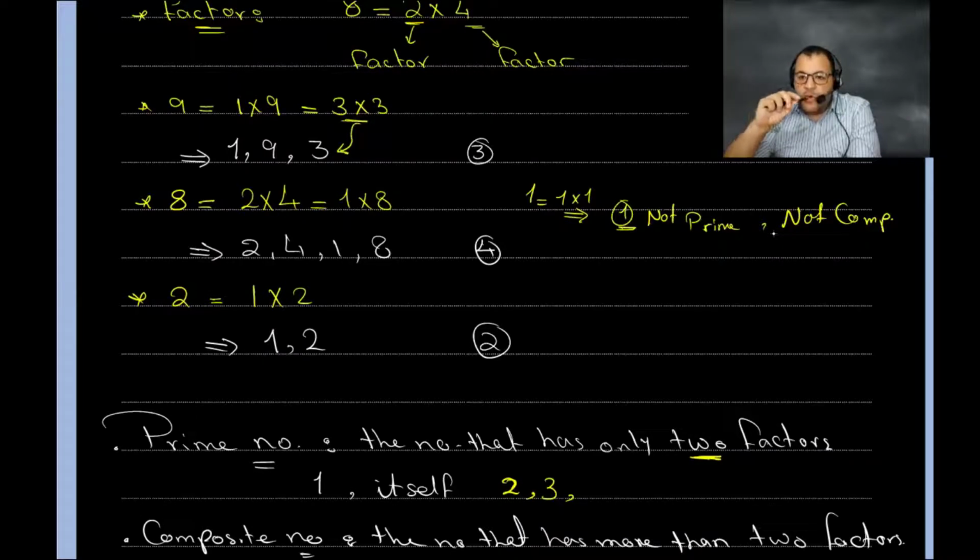So 0 is prime or composite or neither? The 0 is not prime. It's not prime and not composite. 4. Is 4 prime? So we can write the factors of 4.